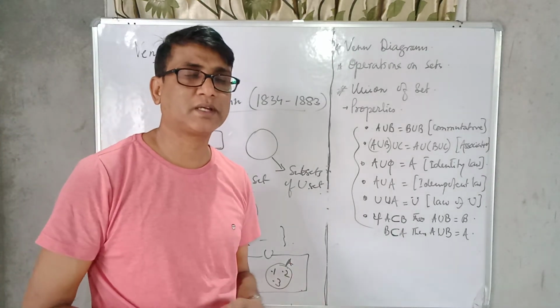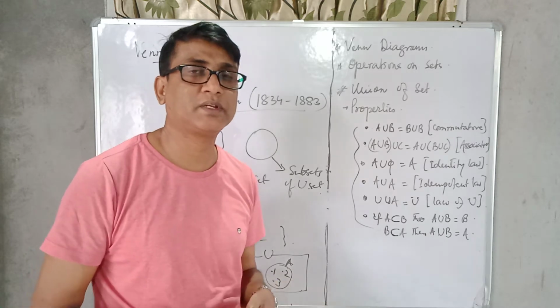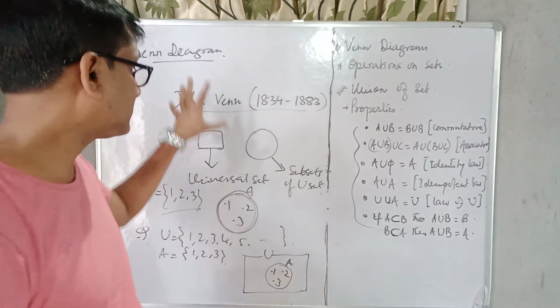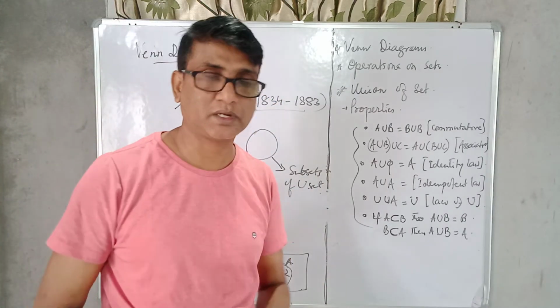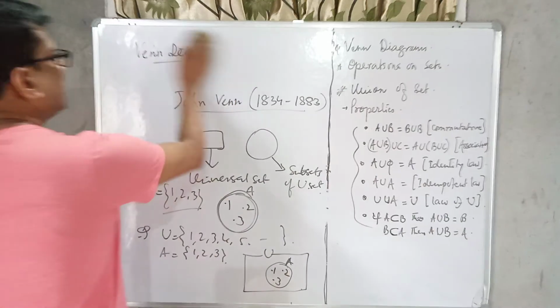Or you can also say the relationship between sets represented by shapes or diagrams is known as Venn diagrams. Clear?